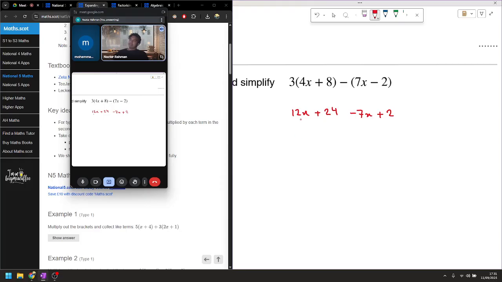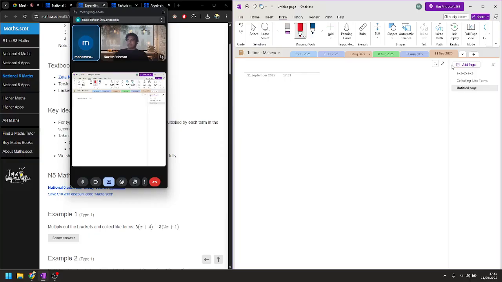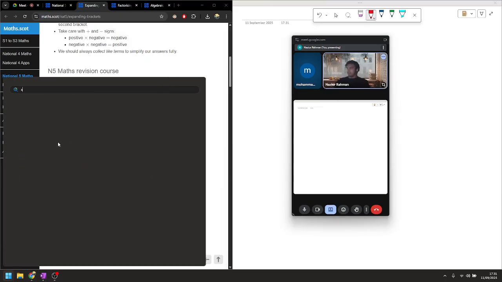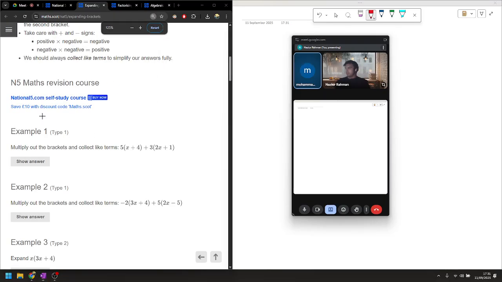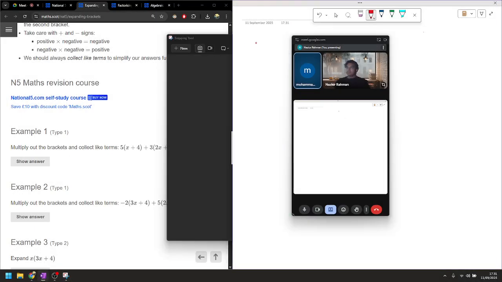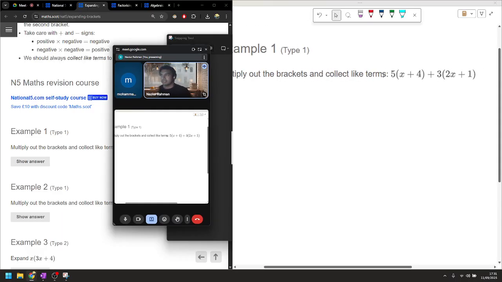And then you simplify. So 12 minus 7 is positive 5x, since the 12 is bigger. And then 24 plus 2 is 26. That's the answer. So I'm going to give you a few practice questions now. These will be from your National 5 past papers. How would you do this one? Multiply out the brackets and collect the like terms. That's what the question says.